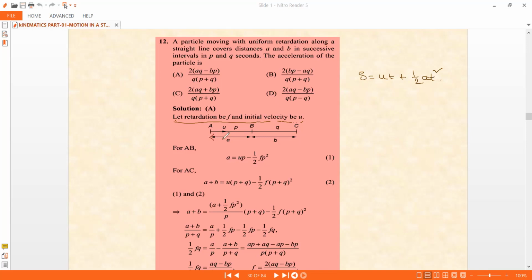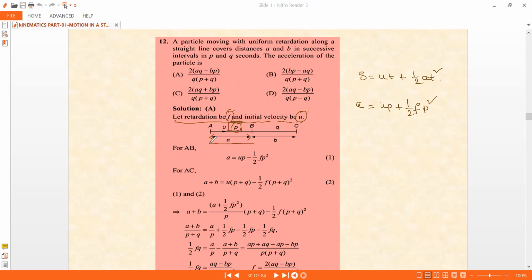Initially, for a displacement of A, you can use this equation. A is equal to ut. So the initial velocity is U, we assumed it. To cover this distance, the time it took was P. So A equals UP plus half, the retardation we assumed as F, so half F into P square. The time is P seconds. So that is case one.